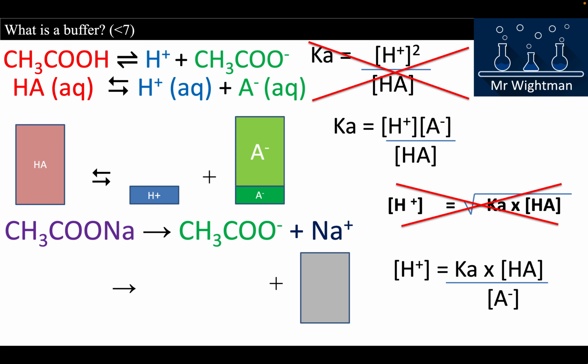But whenever the word buffer is used, or you are told that you have sodium ethanoate in there, for example, with a weak acid and its conjugate base, making ethanoate and sodium ions, then you can no longer assume those relationships. Therefore you have to use H+ equals Ka times HA over A- if you want to work out the H+ concentration.